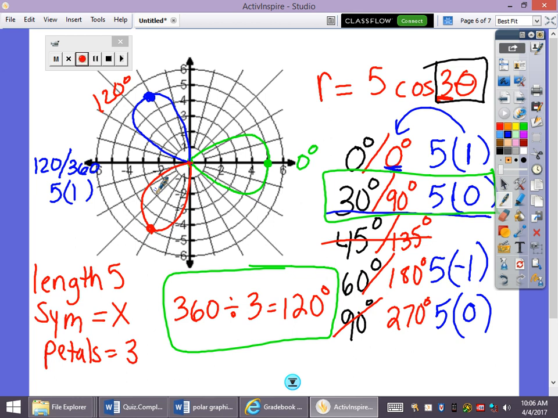Okay? Good? Thumbs up if we're okay? I heard a no. Where's the no? What's your question? Okay, so go back here. How many degrees did it take me to get back to the origin? 30. And it's symmetrical, so yes.